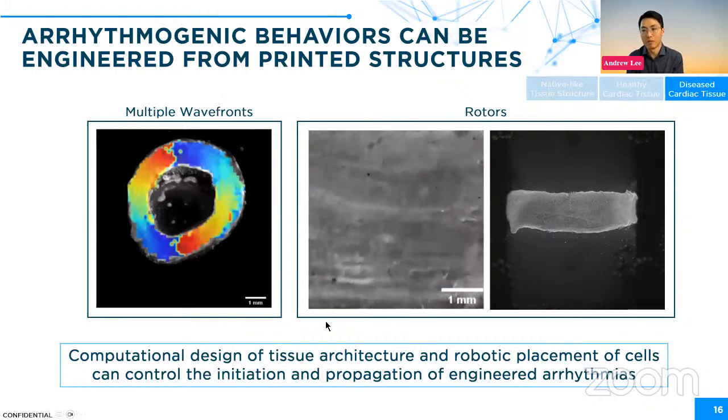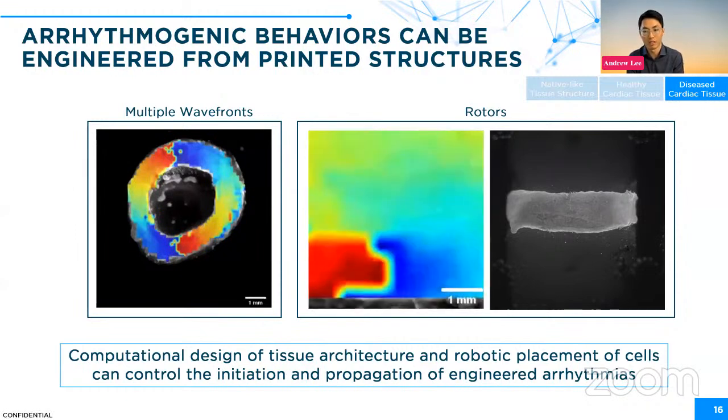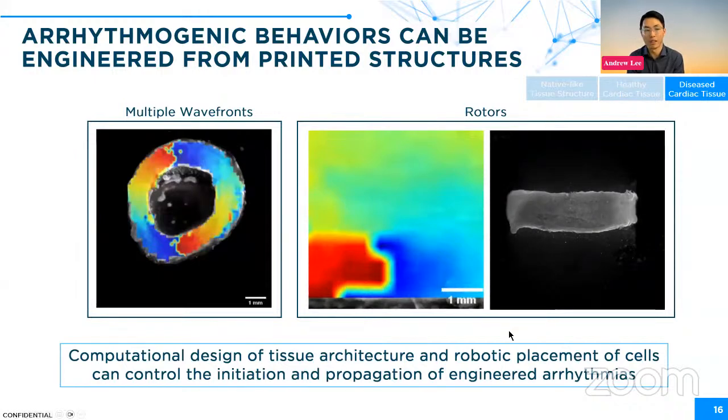Another example would be rotors. These pin rotors are a very classical example of arrhythmogenic behavior. And you can actually see another example of that occurring here all the way to the right. So by controlling where we deposit the cells, we can actually control the initiation and propagation of these engineered arrhythmias.